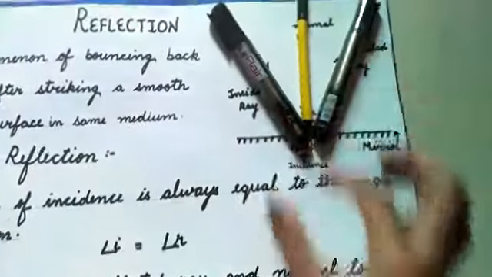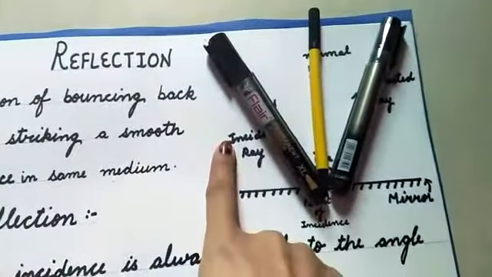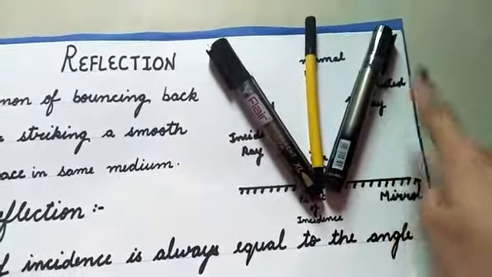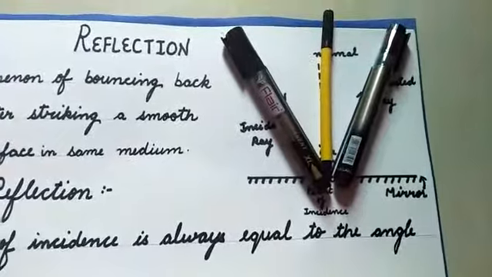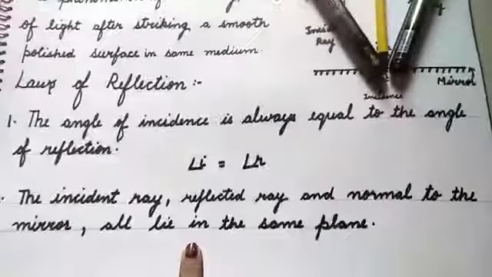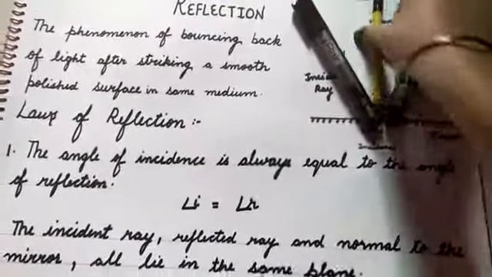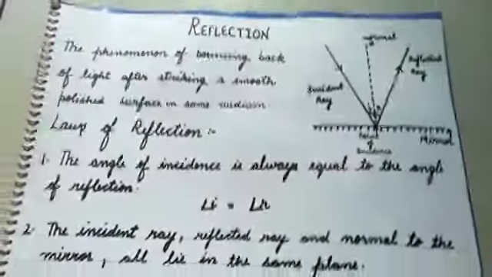If this is showing reflection, it means the incident ray, reflected ray and the normal all lie in the same plane, which shows the second law of reflection. I hope this is clear to you. Thank you.